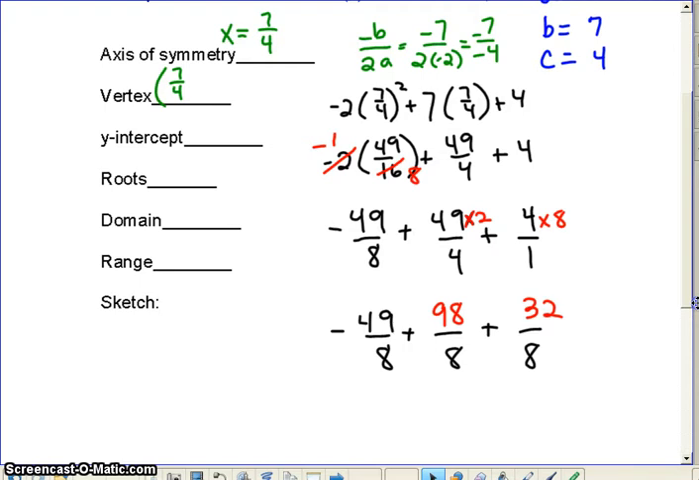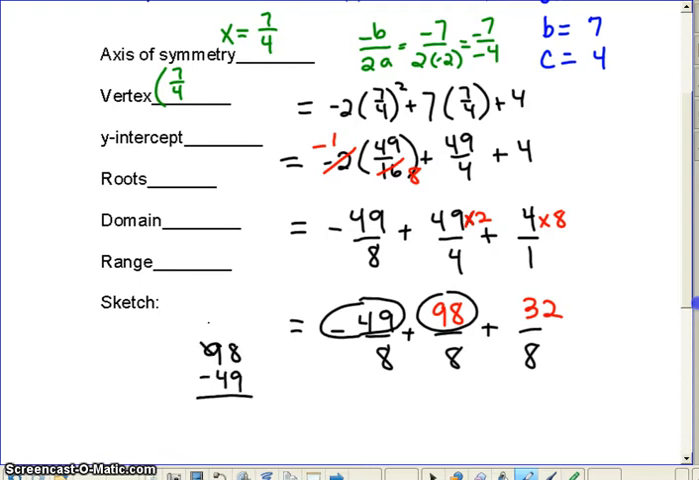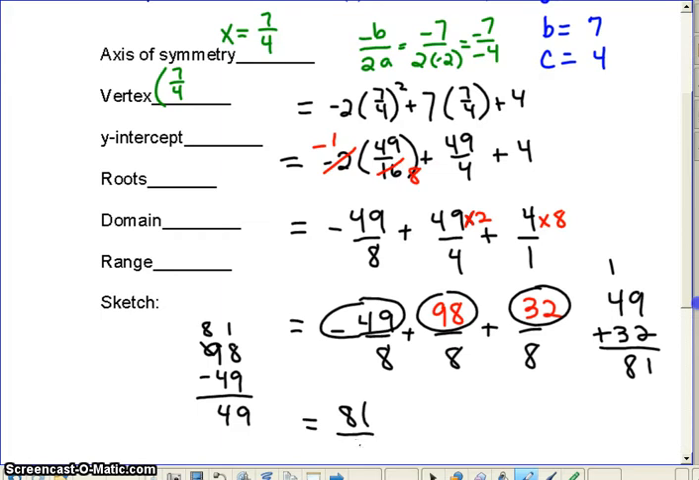Okay, at this point, don't forget that you need to follow our order of operations. We started here, here's the next step. There is a lot of steps to this, but if you take it slow, you'll get it right. All right, so -49 plus 98 is 49, and then 49 plus the 32 is 81.